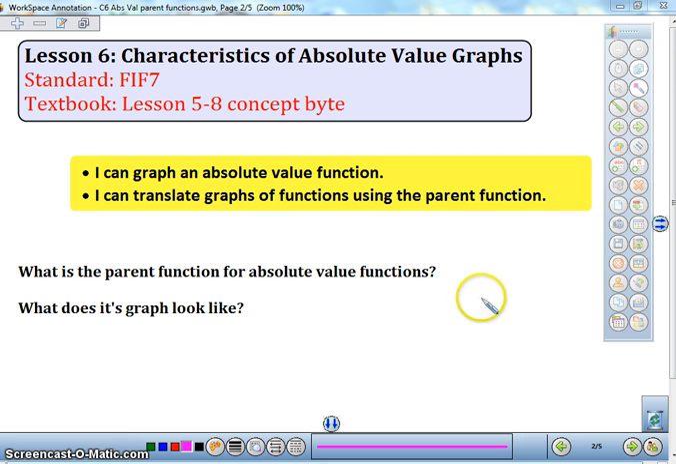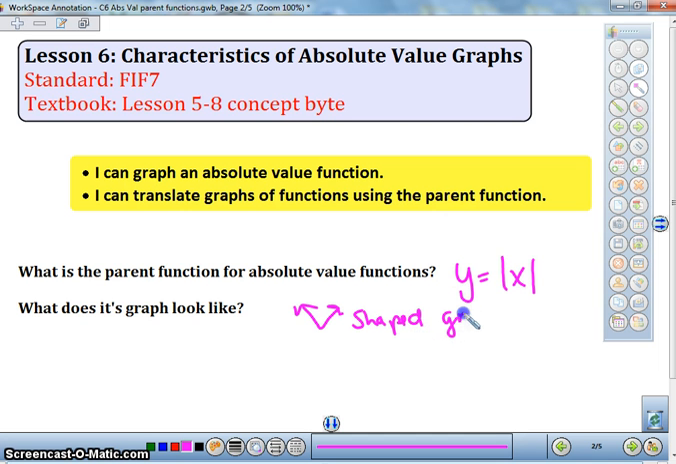Thinking about yesterday's assignment we worked on, what is the parent function of the absolute value? We should be thinking it is always y equals the absolute value of x. If I was asking what the graph looks like, you should easily be telling me it is that V-shaped graph.